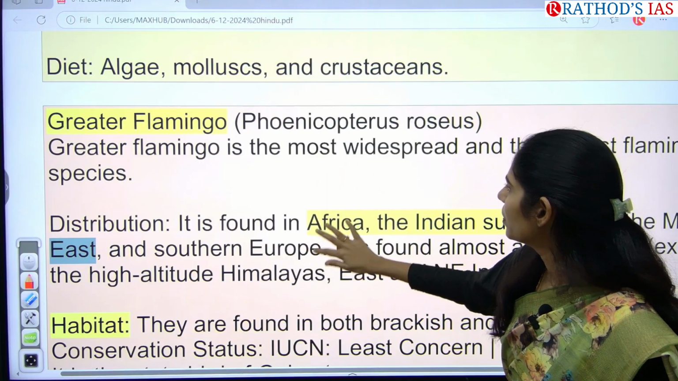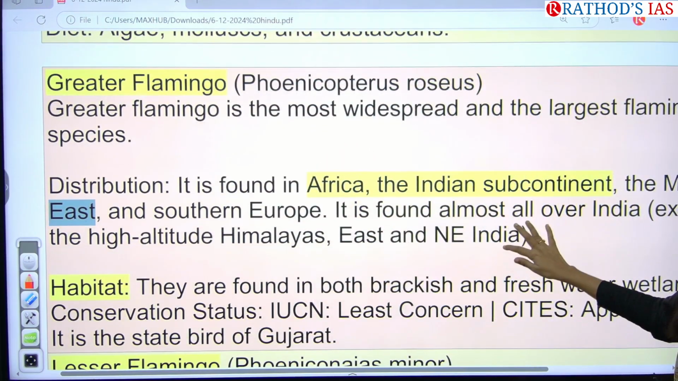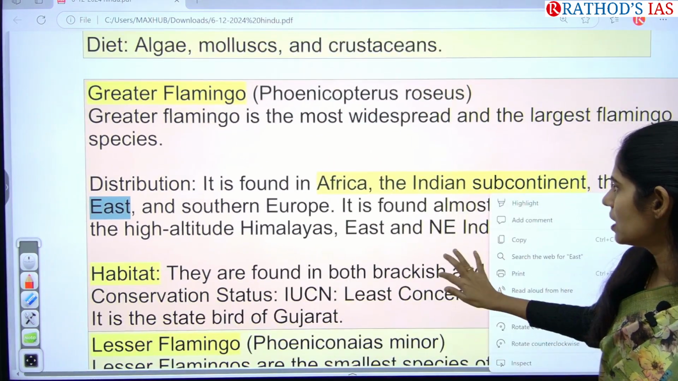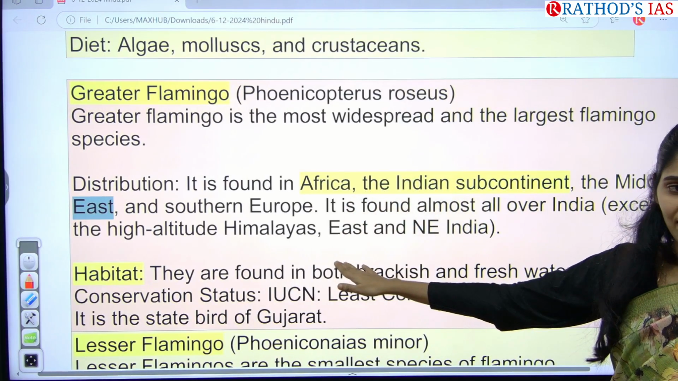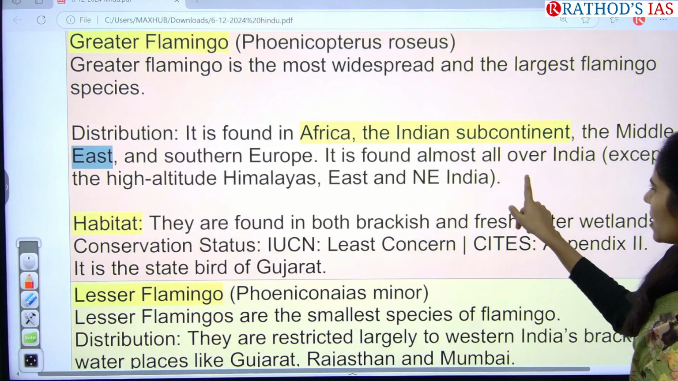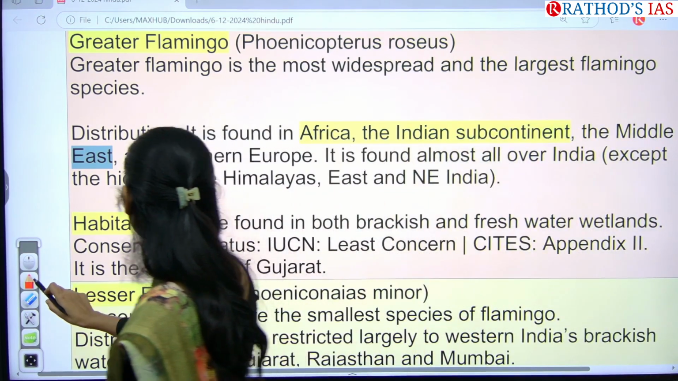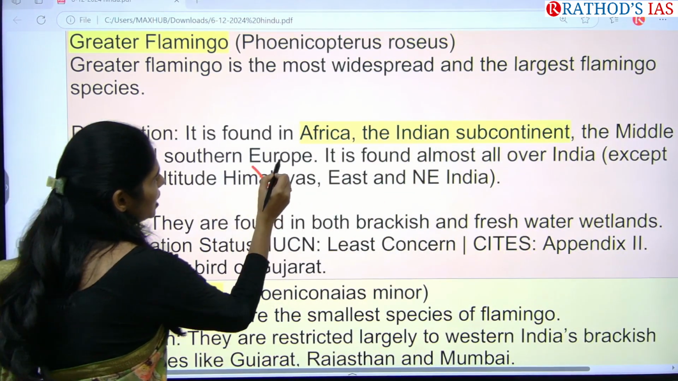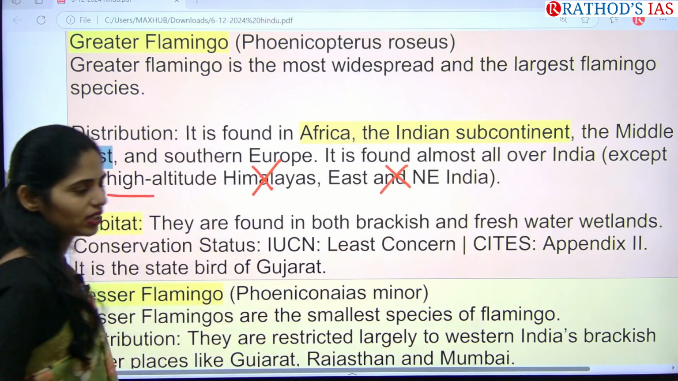Greater flamingo is one of the most widespread and the largest of the flamingo species, and it is found in Africa as well as the Indian subcontinent and even in the Middle East. It is found all over India, but it is not seen in the Himalayas or eastern and northeastern India.